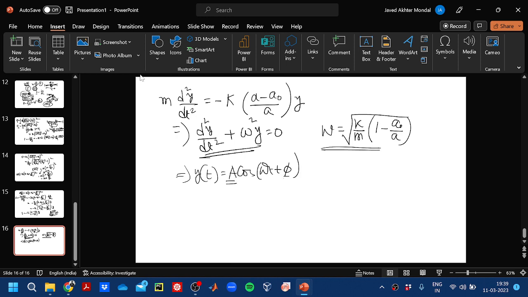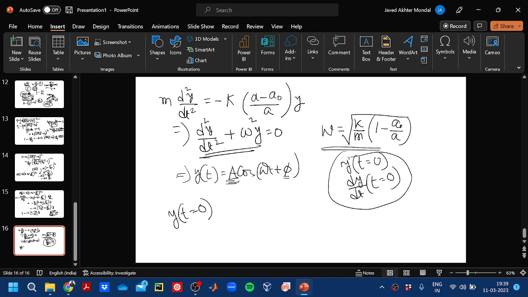So how can we calculate this A and phi? This A and phi we can calculate from the initial conditions. Since the equation we are dealing with is a second order equation, to solve a second order equation we need two constants. So if we have d2y by dt square, we need to know two constants. Suppose we know y at t equal to 0 and dy by dt at t equal to 0. If we know these two values, from that we can calculate these two coefficients A and phi. So suppose y at t equal to 0 is 0.